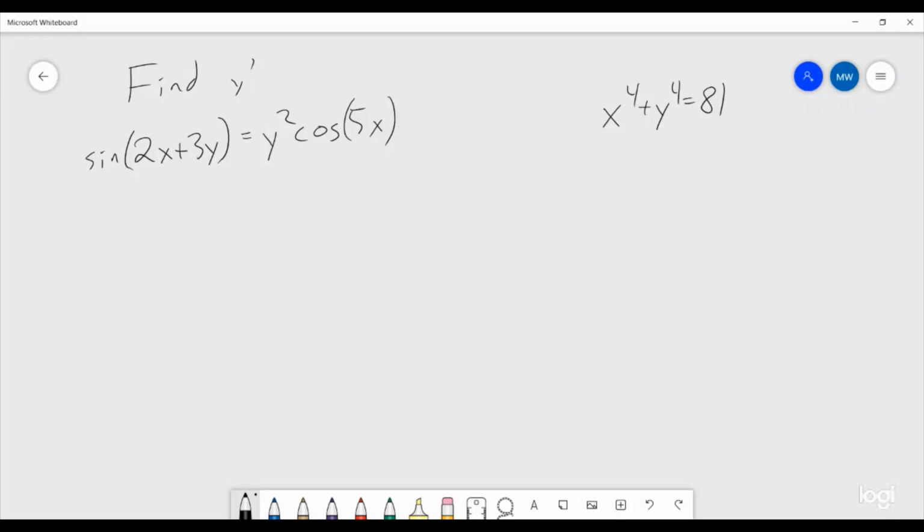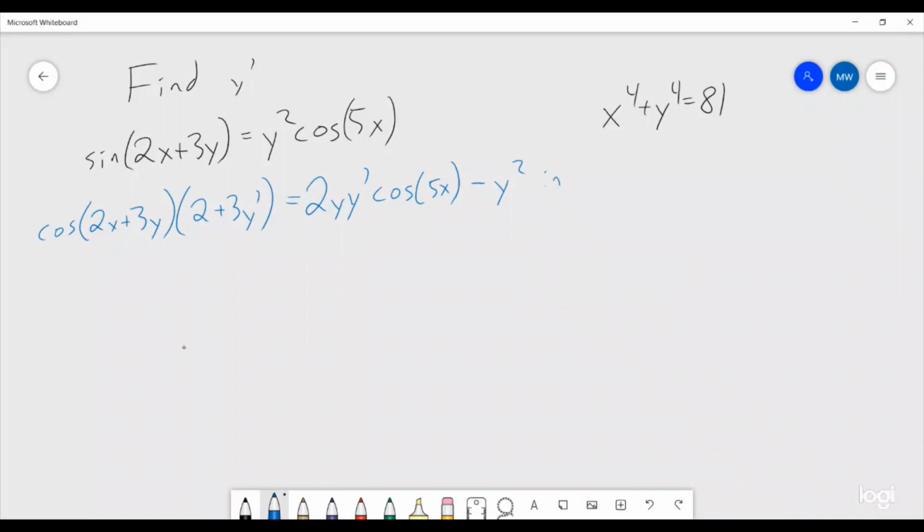Okay, so for this first one, let's go through and do it. We're just going to take the derivative of both sides. So derivative of the first side, derivative of the sine is cosine, so we get cosine of 2x plus 3y times the derivative of the inside, 2 plus 3y prime, and that's equal to the derivative of the other side, which is going to be a product rule, so we get 2y y prime cosine of 5x plus y squared times the derivative of cosine, which is a minus, so we get minus y squared sine of 5x times 5.